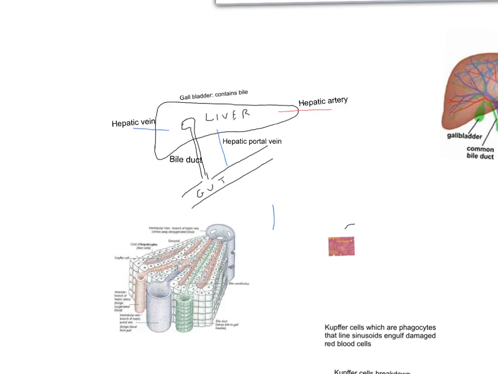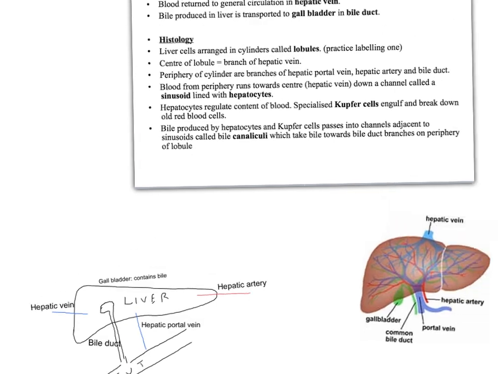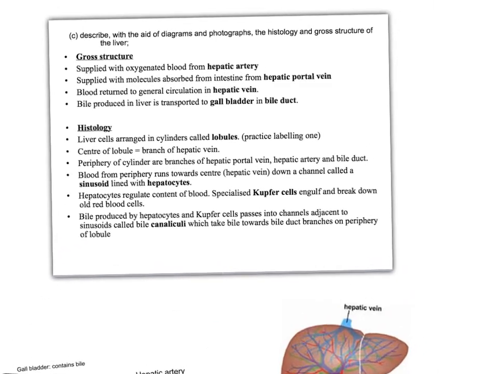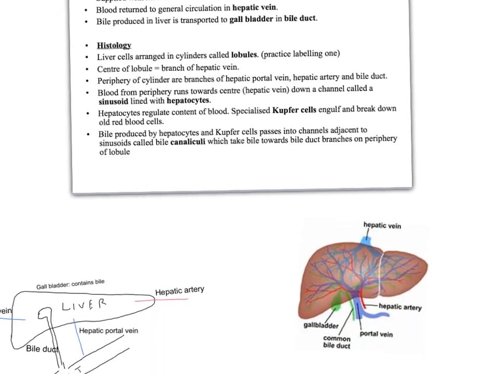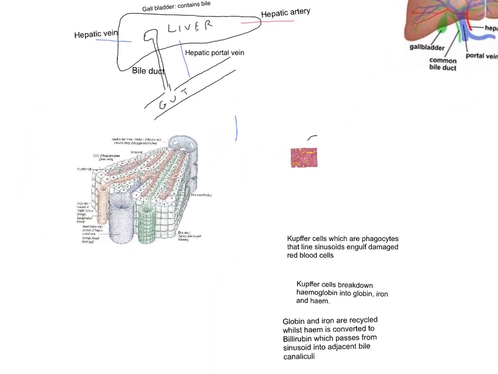So that's a simplified diagram of what the actual liver looks like. That deals with the gross structure of the liver. If we now go back to this and look at the histology, we've got to know about the histology, how the cells are arranged, and how the actual liver goes about what it does.